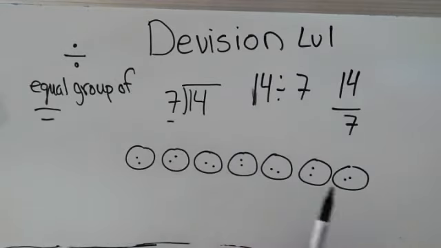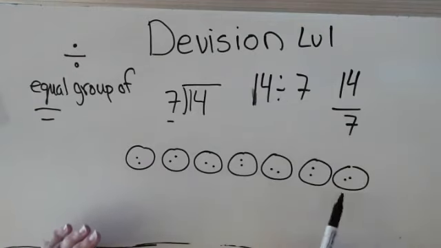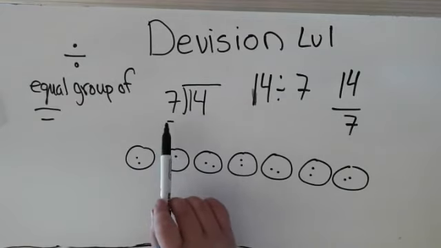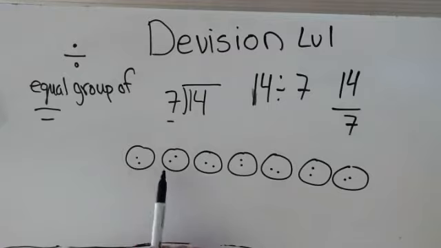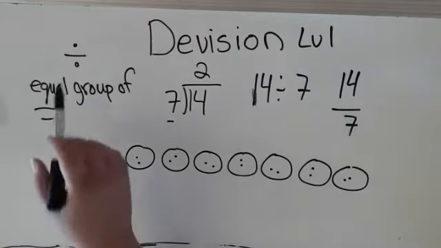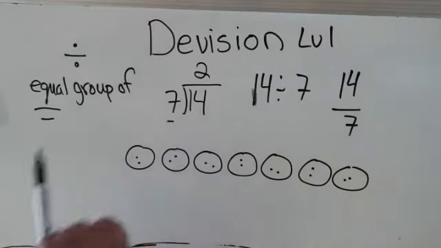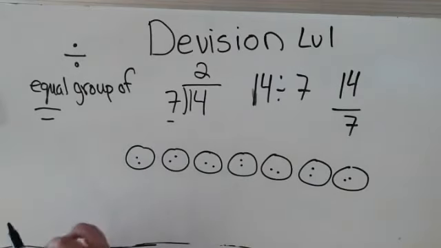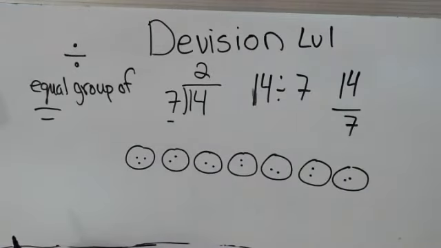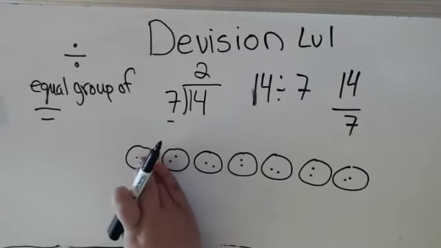And I double check that all of my groups are equal. All of them only have 2 dots, and they do, which is awesome, which means 14 into 7 equal groups means there are 2 in each group. Okay, that is division. This division says equal groups of, or into equal groups of, if you want to add that on. They must be equal. I cannot have one circle with 3 dots in it. They have to be all the exact same.